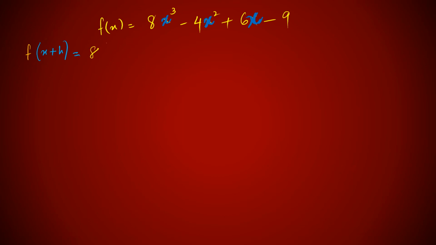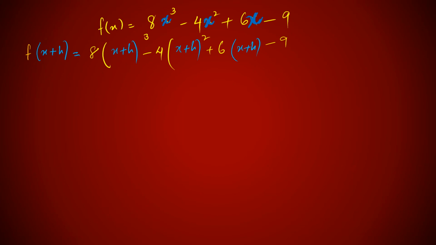First we will write 8. Now we have x, so we will write here x plus h. Then we have to write the cube outside the bracket. Then we have minus 4 as it is. Then x plus h will replace x, and outside we have the power 2. Then again we have 6, and x will be replaced by x plus h. And then we have minus 9. So you can see that all the x of the question are replaced by x plus h.